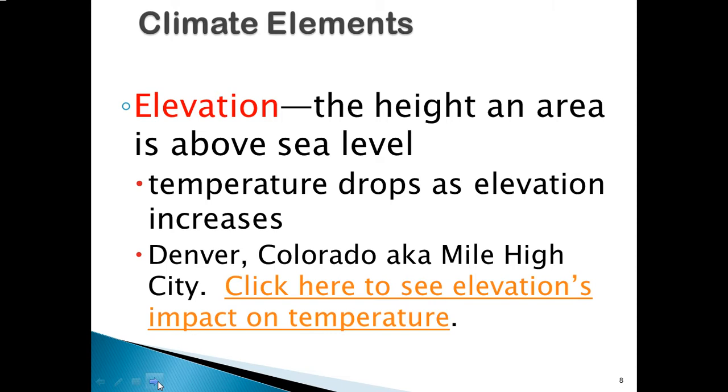Elevation. The height an area is above sea level. As we go higher and higher in elevation, our temperature drops. A good example would be Denver, Colorado, known as the Mile High City. It's a mile high, it's a mile above sea level. I'm going to go to a little site here that shows you Denver, Colorado, and the surrounding cities and how the temperatures will float up and down based on elevation.